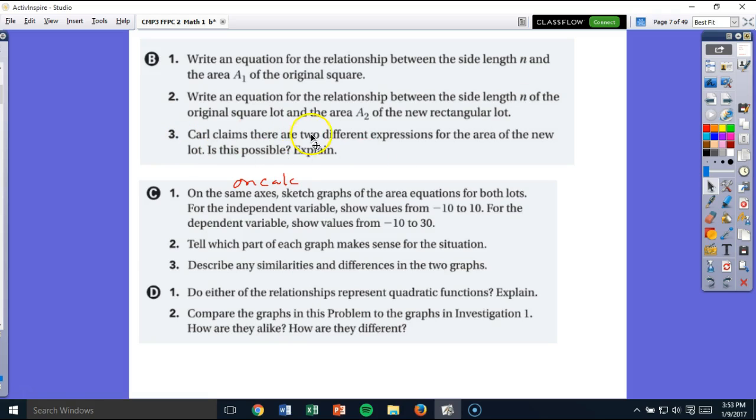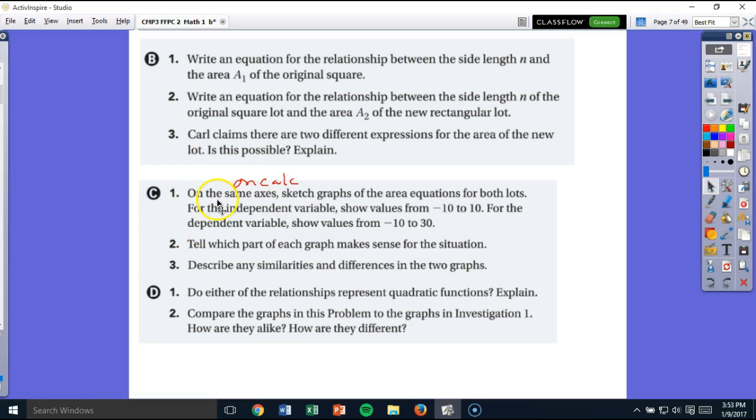So you can do both of those from the table. And then Carl claims there are two different expressions for the area of the new lot. Is this possible? And he explains. So is there more than one way to write that expression? And if you think back to investigation 1 on our ACEs problems where we had to do distributive property and apply that, you might consider that here in part B3.